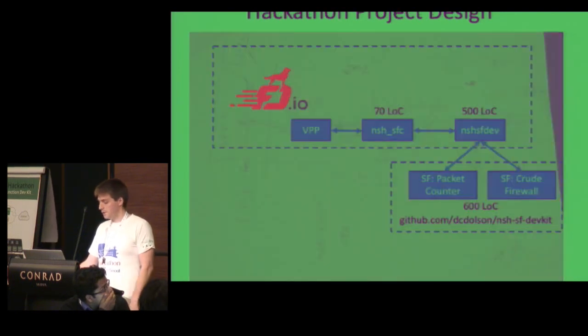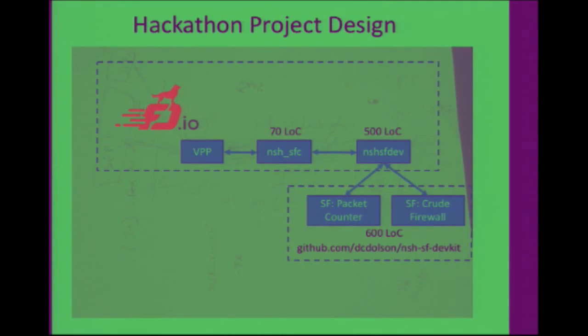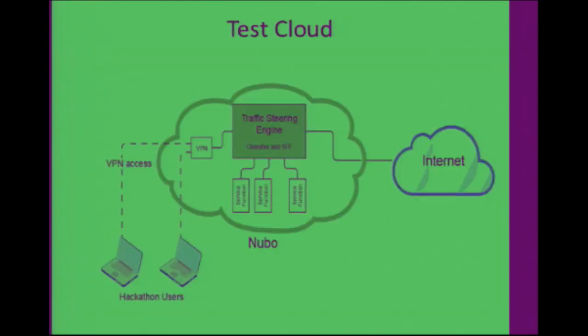Design-wise, you can see that packets come into VPP, into the NSH SFC plugin, into the NSH SFDev plugin, and then get distributed there to the service functions that have been registered with it from the command line. Overall, it was about 1,200 lines of code. Pretty cool. I'm assuming that's like word count -L. I'm not sure, but anyway.